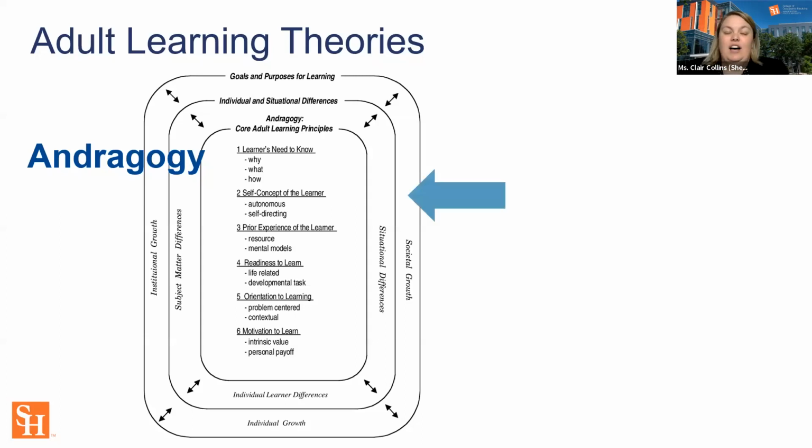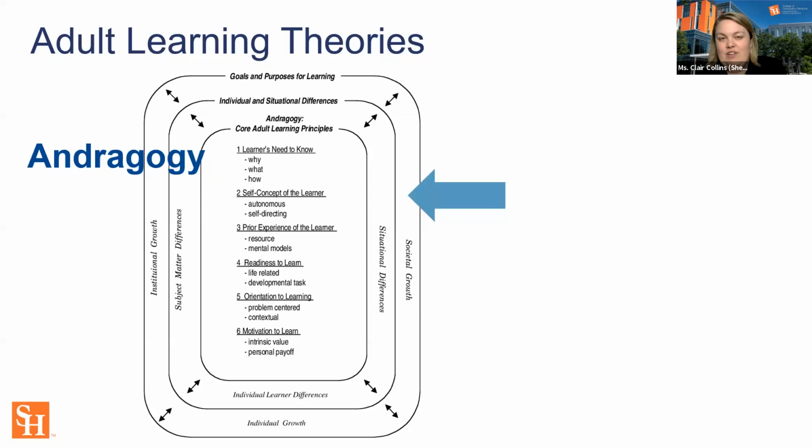Then the self-concept of the learner, they have to be autonomous and self-directing. Again, self-directedness coming back up, but autonomous as well. One of the things I really like about working with adult learners, whether that be faculty, staff, or students, is y'all are a stubborn bunch.